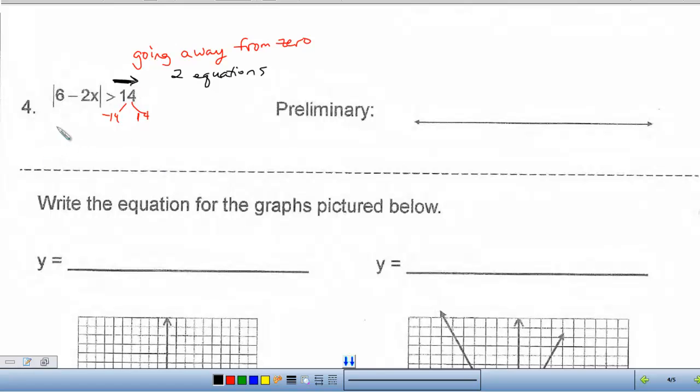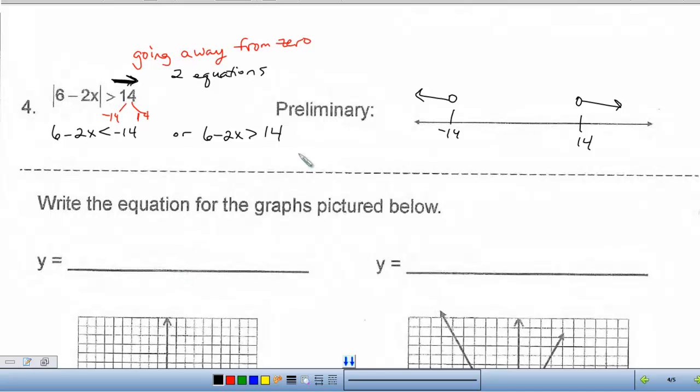So we will set up the first equation. 6 minus 2x is less than -14, or 6 minus 2x is greater than +14. In the preliminary graph, it will look like -14. It's less than, so it's an open dot going this direction because it's going away from 0. And +14 is also going away from 0, and these are open dots. It's not going towards, so it's not an in-between.